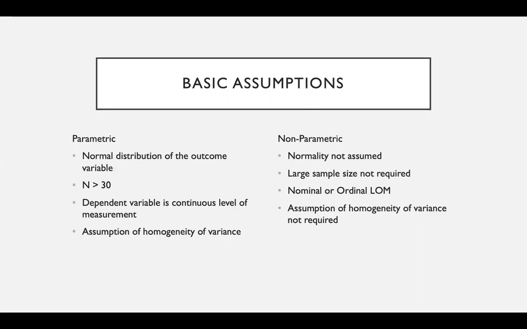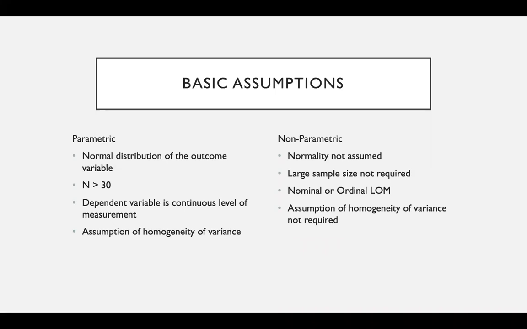Now, when looking at the difference between parametric and non-parametric tests, the differences lie within the basic assumptions. So if we look at basic assumptions of a parametric test, we have normal distribution of the outcome variable, a sample size greater than 30. The dependent variable is a continuous level of measurement, or it is interval or ratio. And we assume homogeneity of variance within the dependent variable.